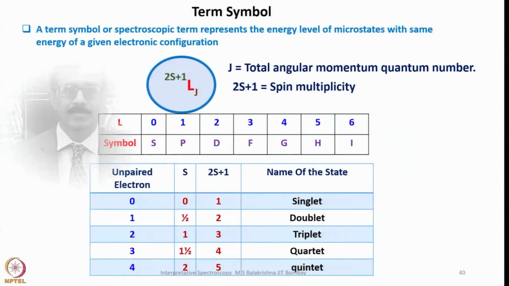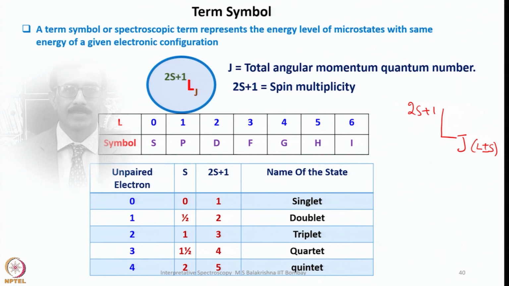Okay, so now let's come to the term symbols. A term symbol, or a spectroscopic term, represents the energy level of microstates with the same energy of a given electronic configuration. Here J is the total angular momentum quantum number, and 2S plus 1 is the spin multiplicity. So we have a symbol like this: 2S plus 1, L, J, and J can have values from L plus S to L minus S. Term symbols can be written for either the ground state or excited state, for s orbital, p orbital, d orbital or f orbital. All four orbitals we should be able to write.